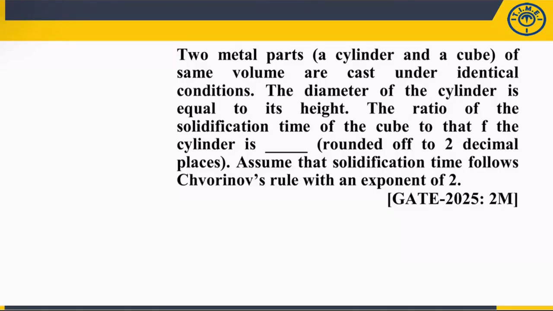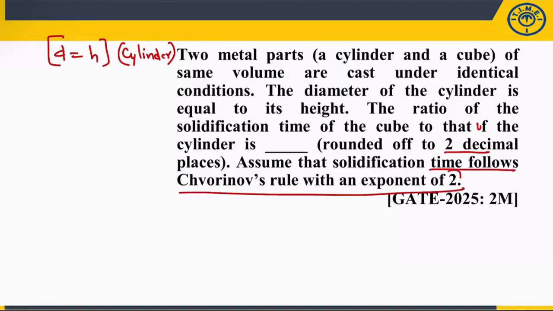Two metal parts, cylinder and cube, same volume. I told you, they will not give you numerical values, but sometimes they mention same volume, are cast under identical conditions. Diameter of cylinder is equal to height. Because if they are not giving the numerical value, they will give some condition. So now they have given the diameter equal to height for a cylinder, because for volume you need height, and for area also you need d and h. The ratio of solidification time of cube to that of the cylinder is to be rounded off to 2 decimal places. Assume that solidification time follows, they have mentioned, exponent 2.